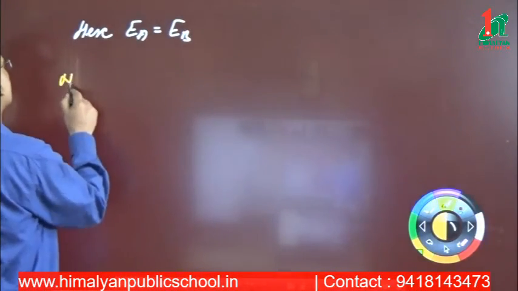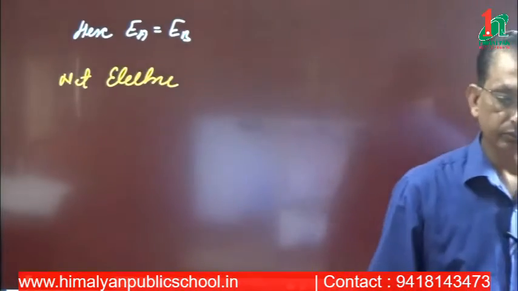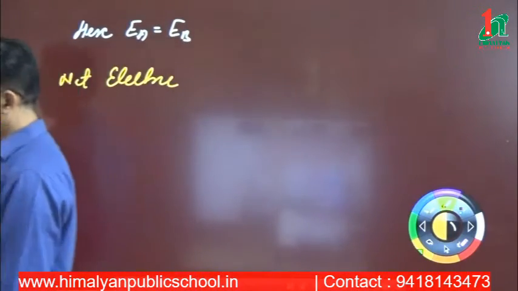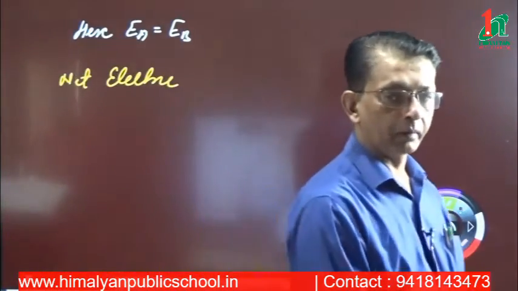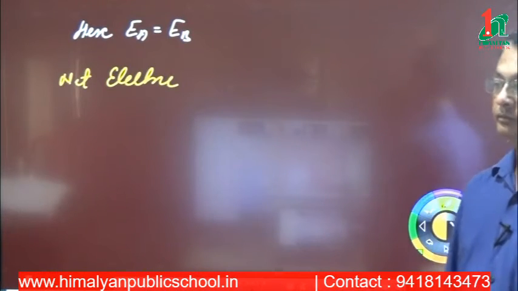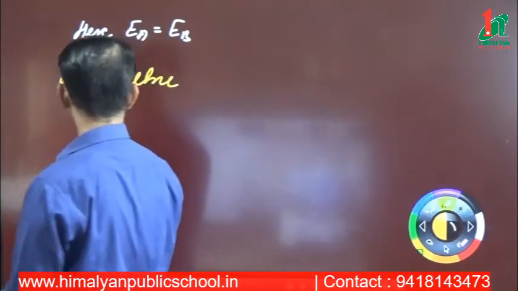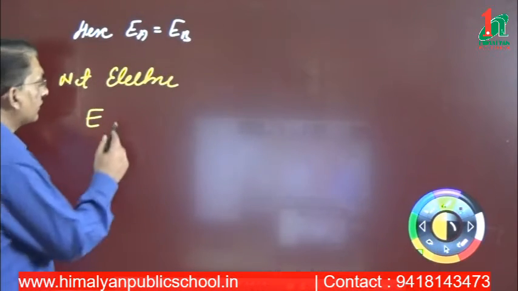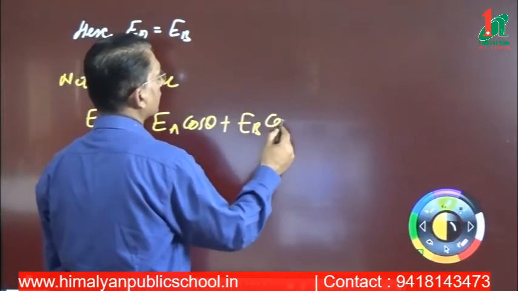Now the net electric field at point P due to minus Q and plus Q is only due to horizontal components, and it is given by, we will write it as E, and this E is equal to EA cos theta plus EB cos theta.